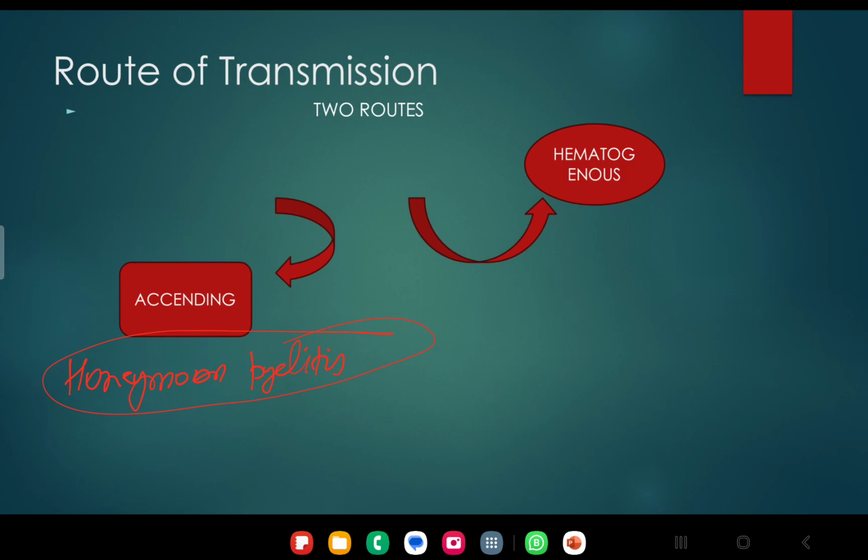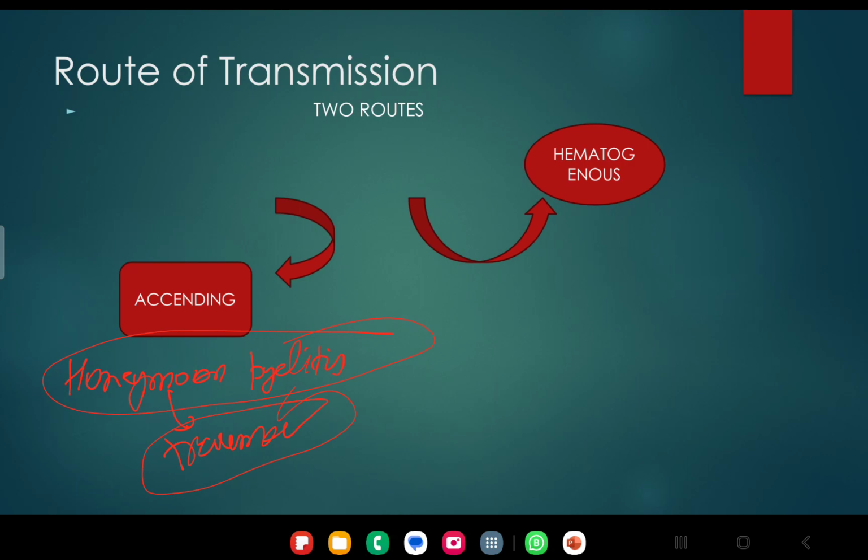Honeymoon pyelitis: after the marriage the husband and wife go on the honeymoon and enjoy their night, and during sexual intercourse maybe they become very aggressive and do not think about their primary health conditions, and it leads to trauma of the urethra. So heavy sexual intercourse is responsible for severe urethral trauma. Bacteria multiply in the urinary bladder and there are no symptoms.